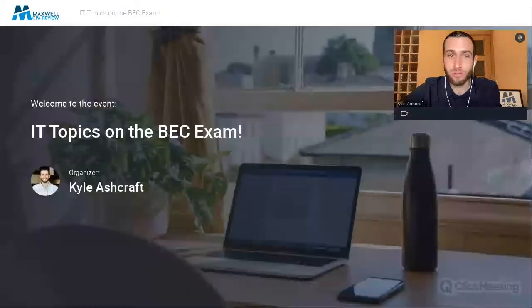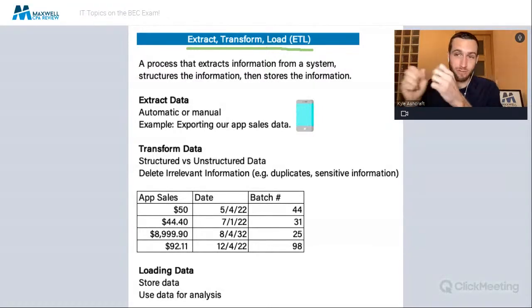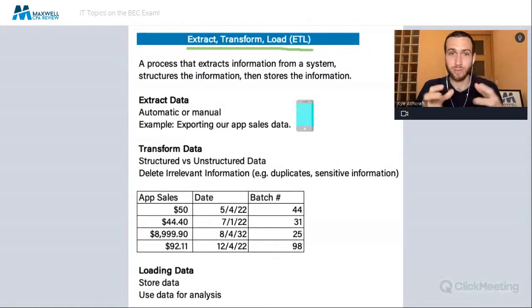And now what I want to do is start talking through the extract, transform, and load process, because that's pretty closely related to data analytics. So I want to address it and talk about what you really need to know about it. This is called the extract, transform, and load method. This is for data analytics, and it's a process for how we get information from a system, how we transform it, how we structure it, get it into the right format, and then how we load it into a system to use or to store. So it's detailing that process and what we need to consider throughout it.